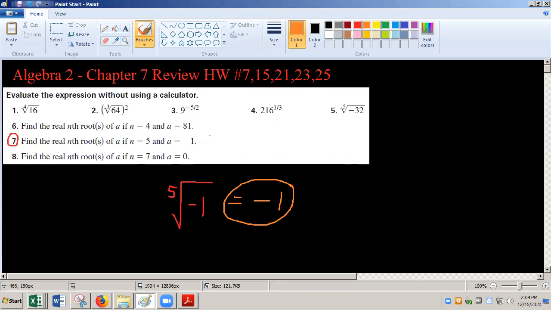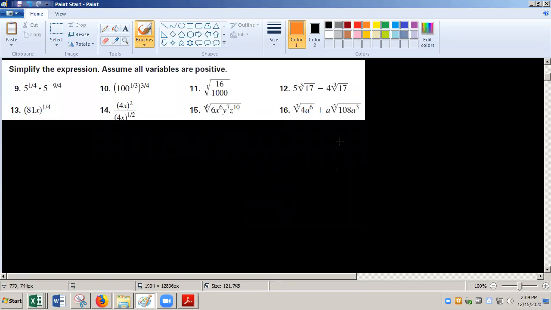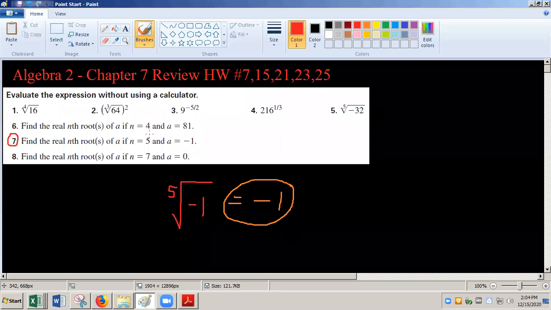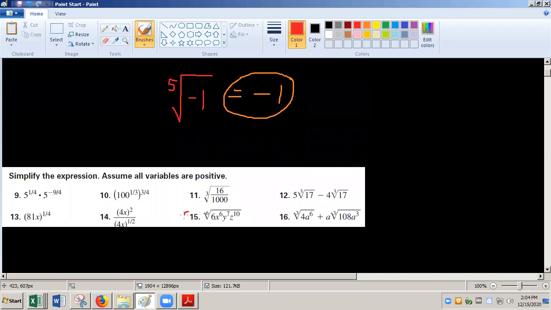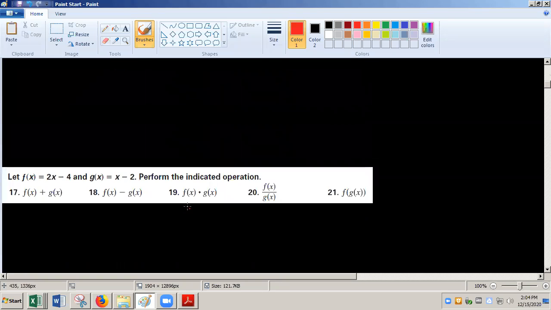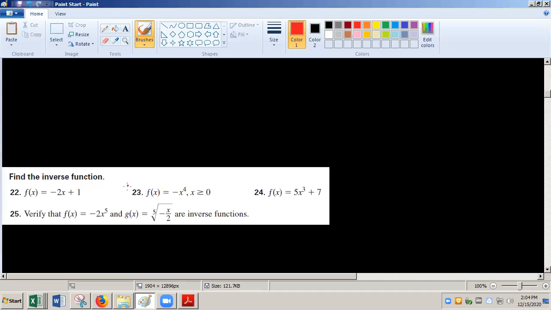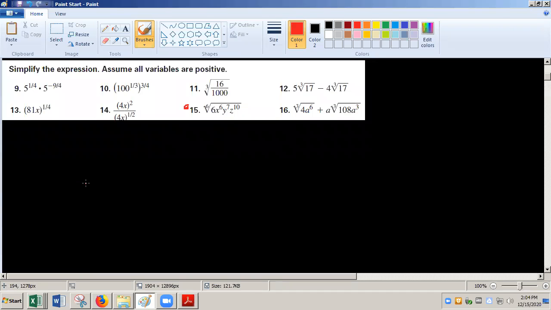Perfect. So anytime I've got an odd root like that, if it's negative, it's just going to keep bouncing back to that negative because it'll cancel off every 2. So if I have 3, 5, 7, 9, whatever, it'll just spit out another negative for me. Here we want to simplify the expression. Let's see, 15, 21, 23, and 25. Cool. All right.